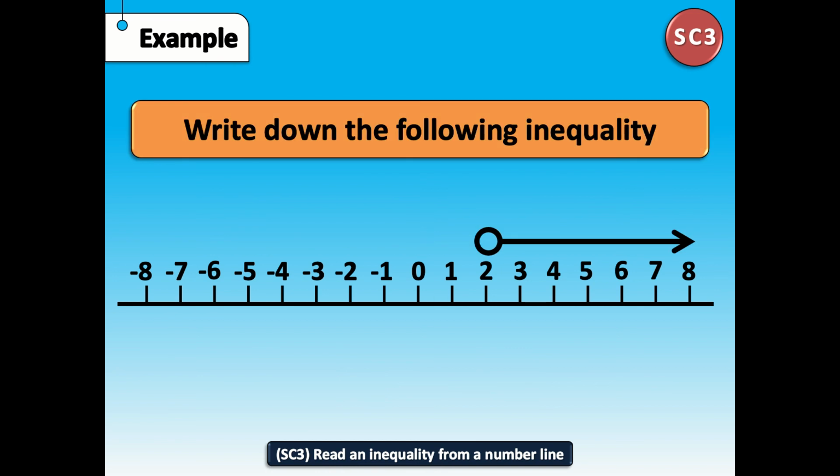Here's another example. So we start off by writing the letter x, and we've got a circle with an arrow going up the number line. So the circle is on 2, and it must be greater than, because we've got a circle with an arrow going up the number line.